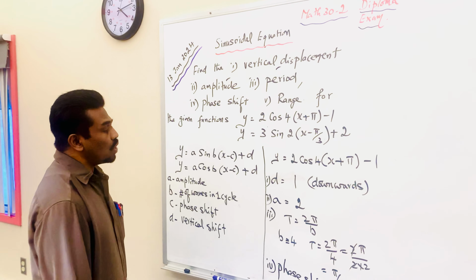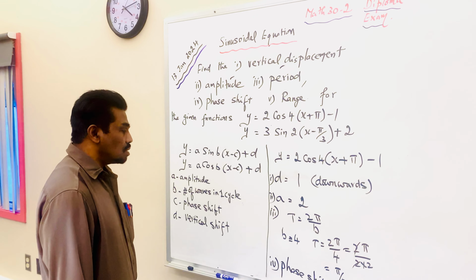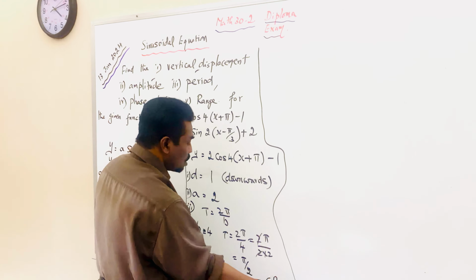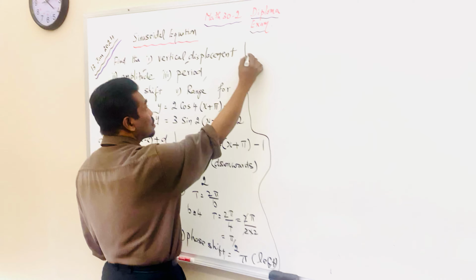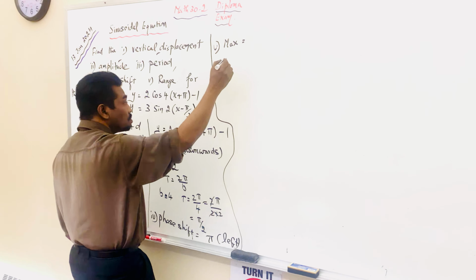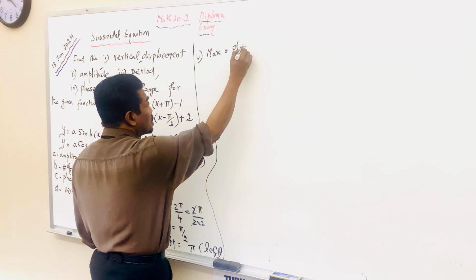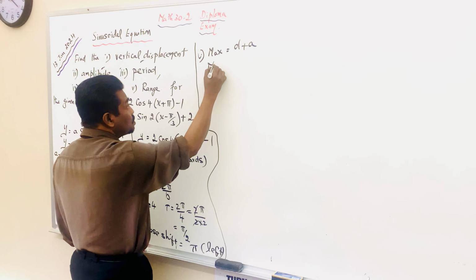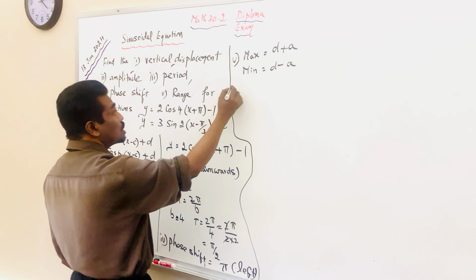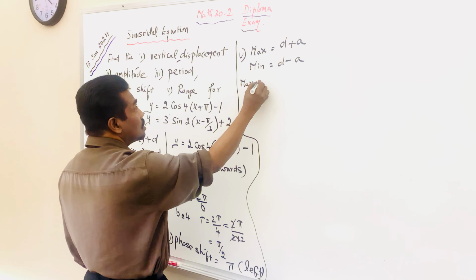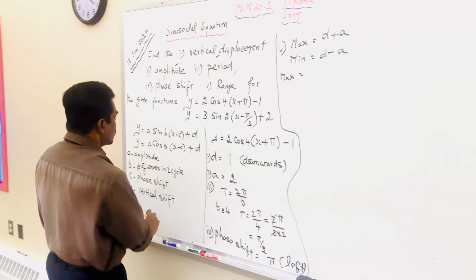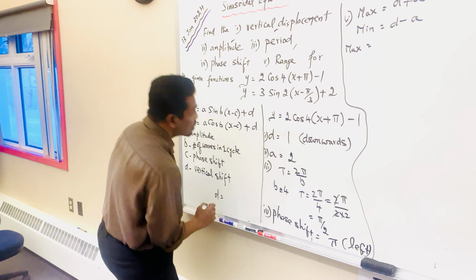And the range. For the range we have to find the maximum and minimum. For the maximum value there is a formula available, and for the minimum value there is a formula available. Question number 3. So maximum will be equal to D plus A, and minimum D minus A. So the maximum value will be equal to, we know what D is. So the D is here, because we need D for that one.